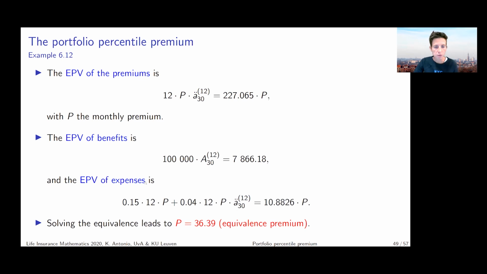So we've got the EPV of the expenses. So do remember that was 15% of the premiums paid in the first year. So that's 15% of 12 times P. And then every year we've got a renewal expense of 4% of the premiums that you're paying, also in the first year, right? So that means I'm going to add in the expression for the expenses 4% of 12 times P multiplied with the EPV of a whole life annuity, right?